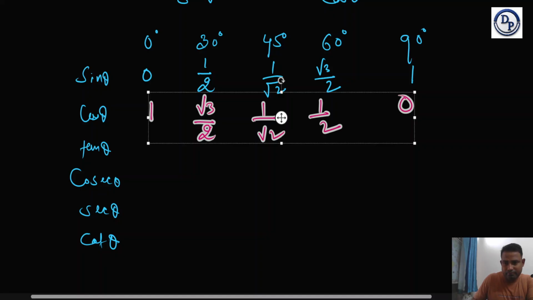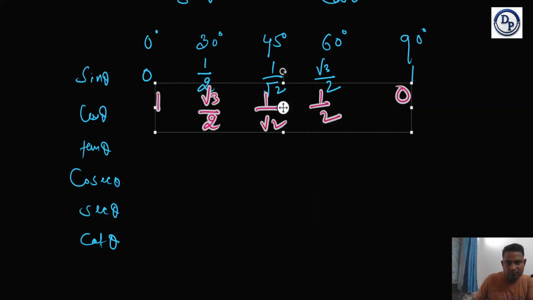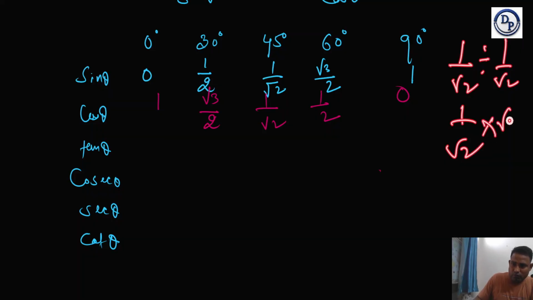Okay, so I get my point. What about tan? How can we write the value of tan? For the tan, we simply divide these two values: 0 by 1, then 1 by 2 divided by root 3 by 2, as well as 1 by root 2 divided by 1 by root 2. This 1 by root 2 divided by 1 by root 2 gives us 1 by root 2 into root 2 by 1. So they cancel, we get 1.